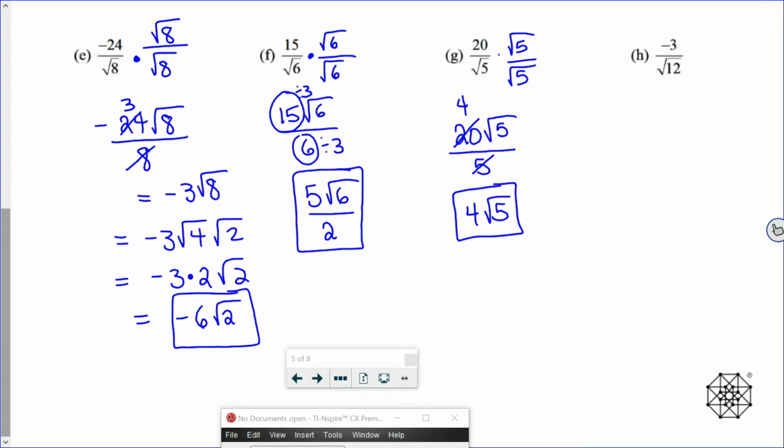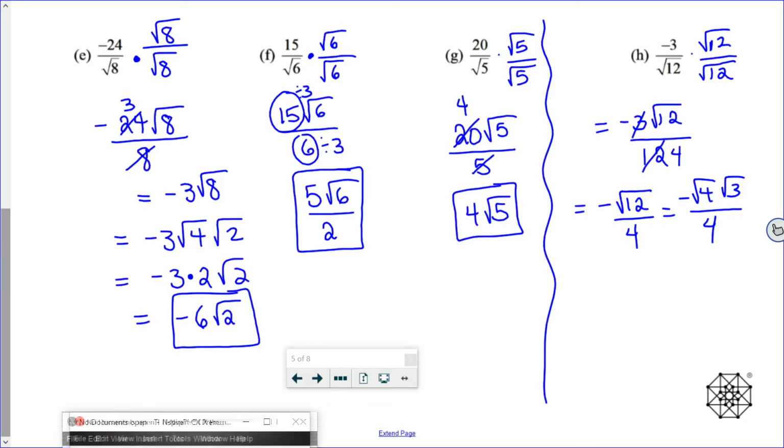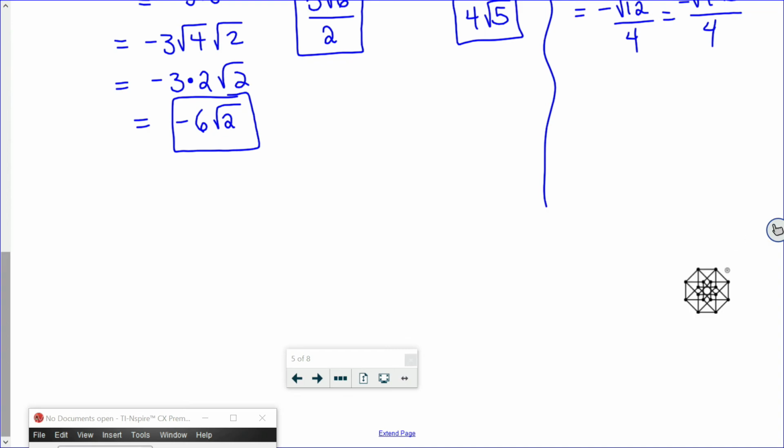Letter H, as I mentioned, is going to be a little bit of a beast, very similar to letter E. I'm going to multiply by the square root of 12 divided by the square root of 12. It's going to give me negative 3 times the square root of 12 all over 12. Now I can divide that 3 out here, and that'll leave me with a 4. And again, I wish that was it, but I can simplify the square root of 12 as negative square root of 4 times square root of 3 all over 4. This is about as big of a beast as you can get on one of these problems. I need more room, in fact, even on the page.